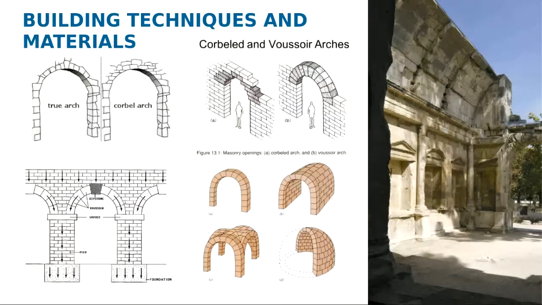So let's start with the building techniques and materials. What made Roman architects really stand out, really take this to a whole new level? One of the things they did was use arches, which allowed them to reach long spans. The arch was something that had been used before, and we've seen the arch before.